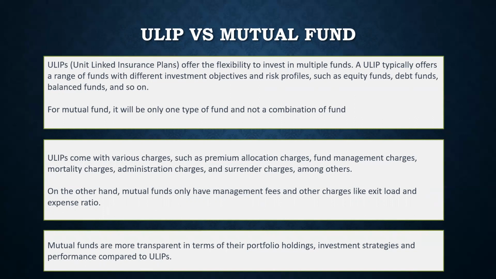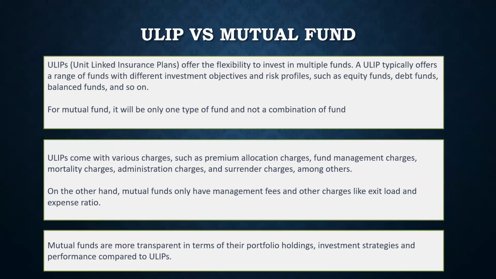But in mutual fund, there will be only one type of fund and not a combination fund. So it can be an equity fund. Obviously, in case of hybrid mutual fund, there will be a combination, but that is also regarded as one type of fund, because in ULIP also there can be a hybrid fund in addition to the equity fund and the bond fund, right? So mutual fund cannot be a combination of multiple things. It has to be one. Its nature has to be one thing.